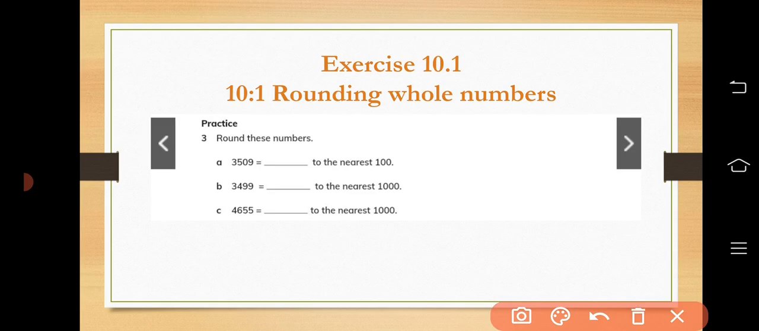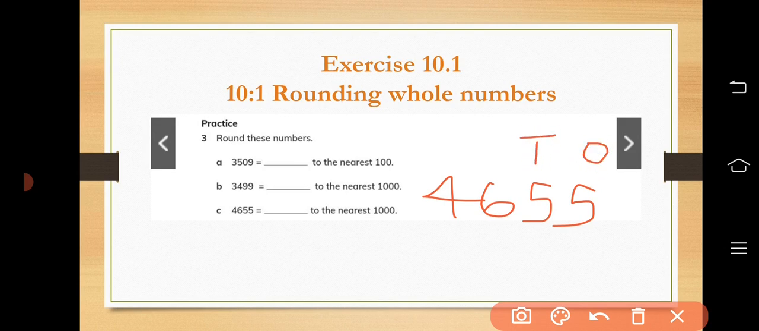C part, 4655. Firstly you write down the 4655. Then you have to write down ones, tens, hundred, thousand. Now what is your next step? They saying that nearest to the thousand. So you have to underline the thousand place value and circle the right number that is on 100 place, that is 6.